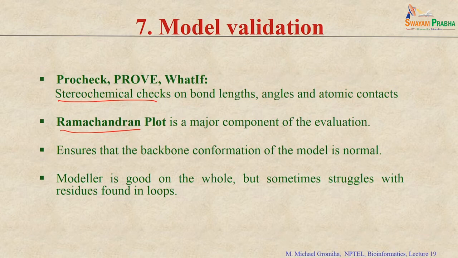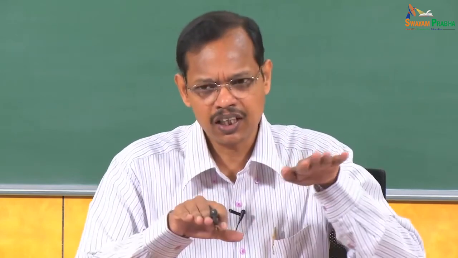This is also one of the major components for evaluating your structure, whether the structure is mainly in the allowed region or not. Once you do this, it ensures that the backbone conformation of the model is normal. Because if most of the residues are within the allowed region of the Ramachandran plot, then you can see that the backbone conformation is almost correct. You can use several servers to get the model, but even then you have to check and validate the specific models. So we look at the Ramachandran plot, and if you have the template and the query, you will get almost similar results. Why is it similar?